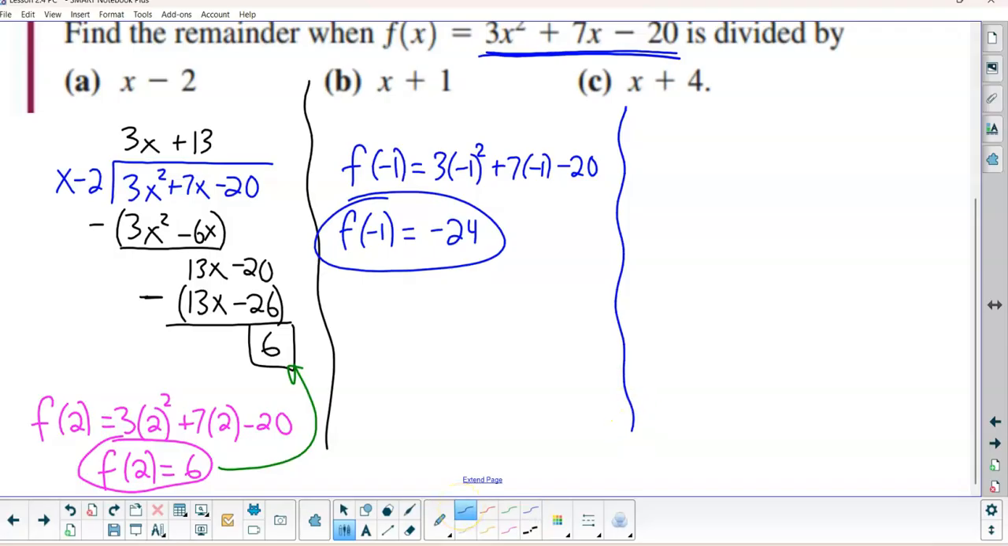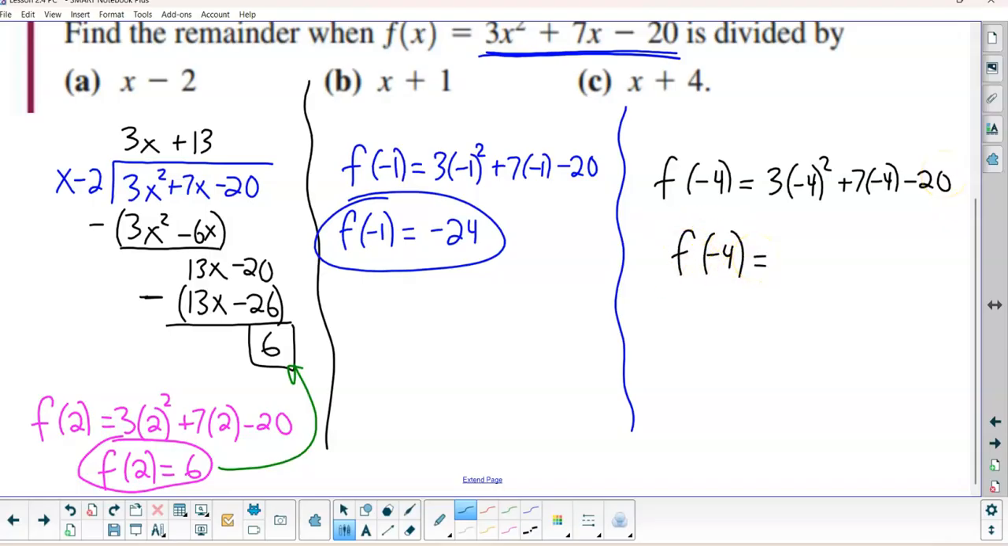And if we're going to divide by x plus 4 and we want to find the remainder, all we have to do is put negative 4 into this function. And let's see here, that would give us 48 minus 28 minus 20, which would give us 0. So you can see that if we take 3x squared plus 7x minus 20 and divide by x plus 4, we get 0 for a remainder, which means it divides evenly.